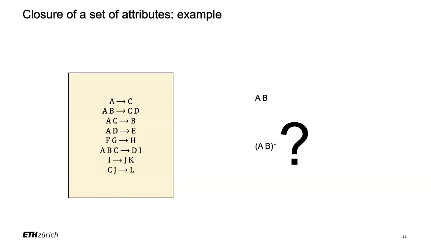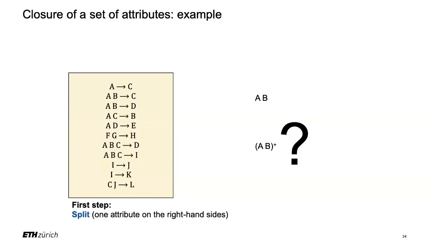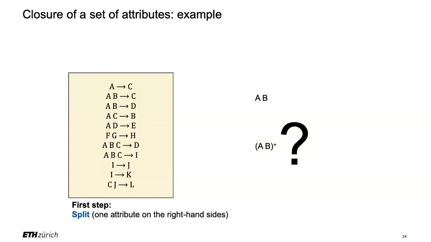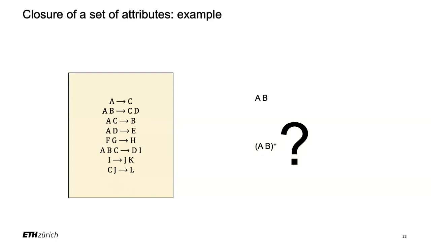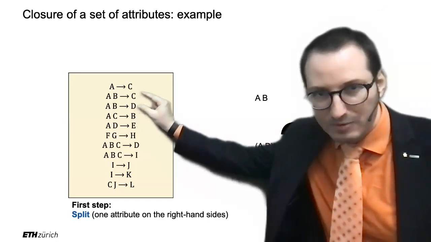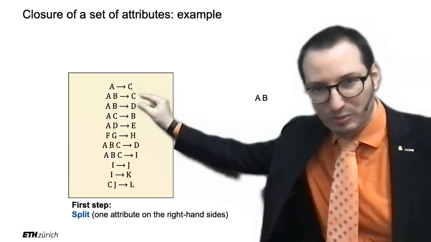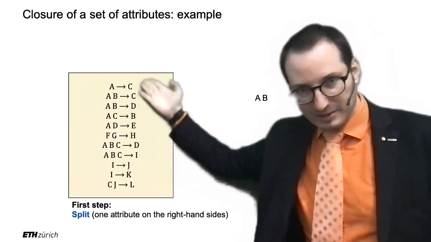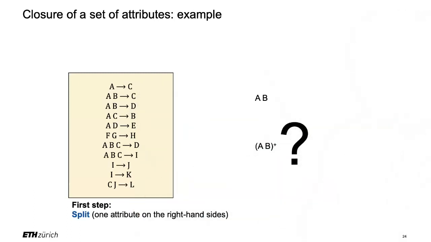And for those who don't yet, I have the animation, but it's essentially what you've just been doing. So as a first step, we like to split so that we only have one attribute on the right. It's a common thing that we do. So if I have AB gives me C and D, this one right here, I'm replacing it with two. This is the same. I'll come back to this equivalence. So I split this one in two, like this. Now I do it for all of them.